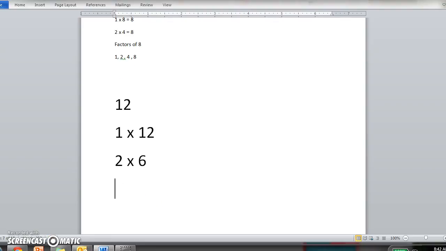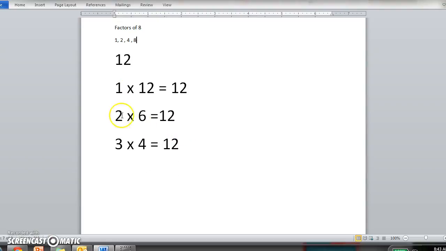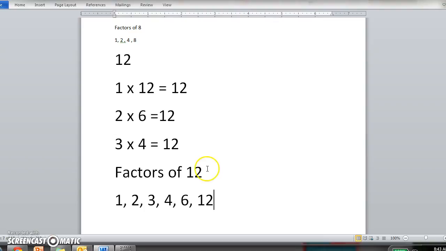Are there any other numbers we can multiply to get 12? What about 3 times 4? Can we multiply 3 times 4 to get 12? All these numbers equal 12. Therefore, all the numbers that we multiplied to get 12, 1, 2, 3, 4, 6, and 12, are all called factors. So factors of 12 are 1, 2, 3, 4, 6, and 12. Those are all called factors.